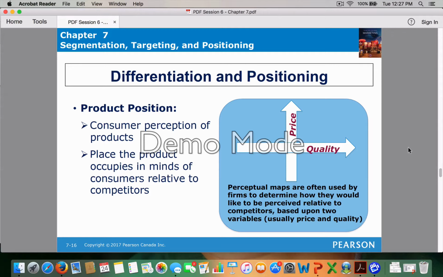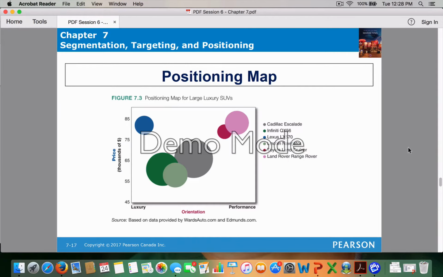Are you higher priced or lower priced than your competitors? Are you considered higher quality or lower quality? And once you start placing little dots on this grid, this map that you've created, you can start to see which of your competitors are competing most closely with your positioning strategy and which ones are really competing quite differently or positioning themselves quite differently compared to you, at least in the minds of consumers.